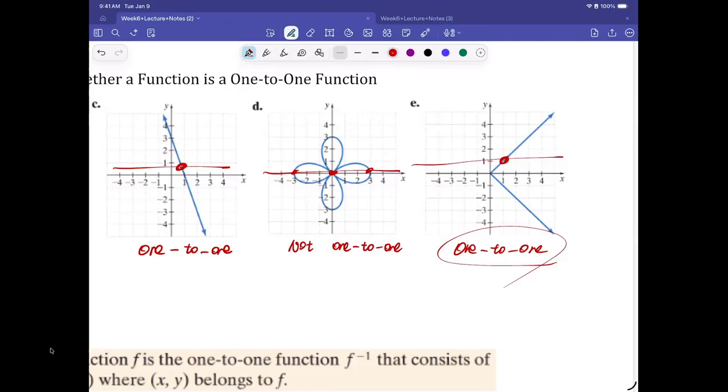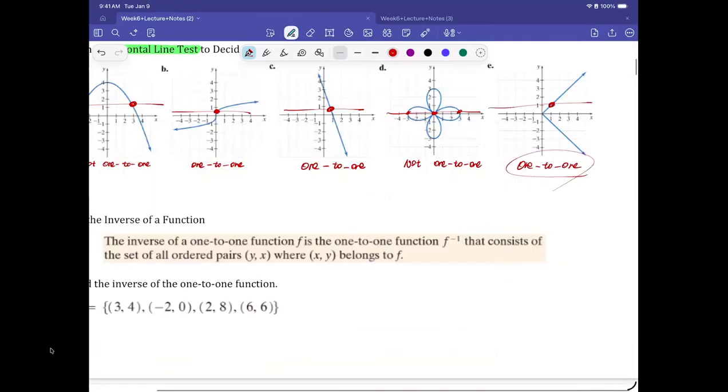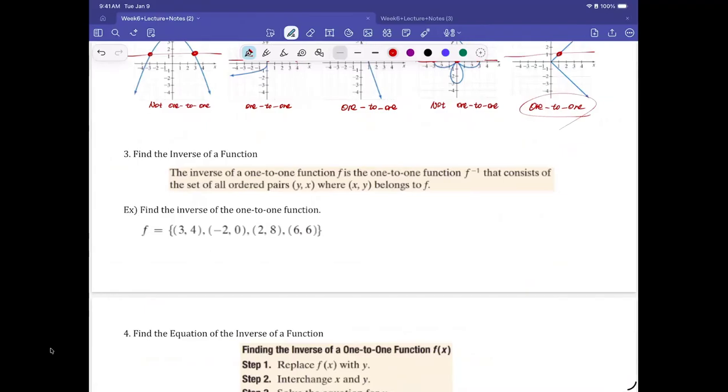Okay. Then let's find the inverse function, the inverse of a one-to-one function. Only a one-to-one function can have an inverse. If f is one-to-one, then there is the function f inverse. This is the inverse notation, f to the -1.